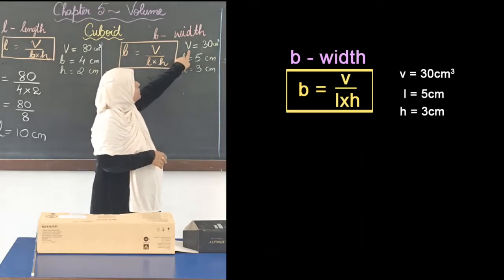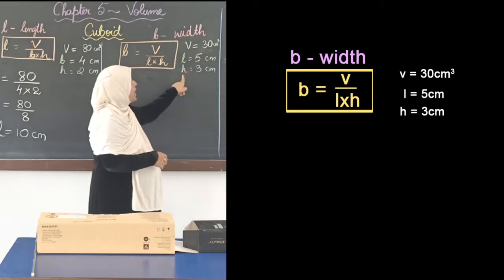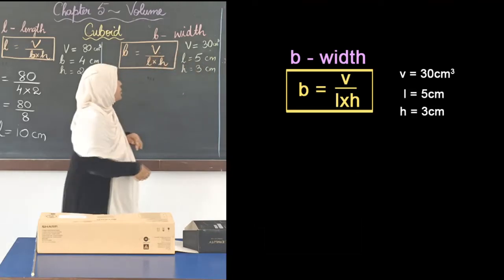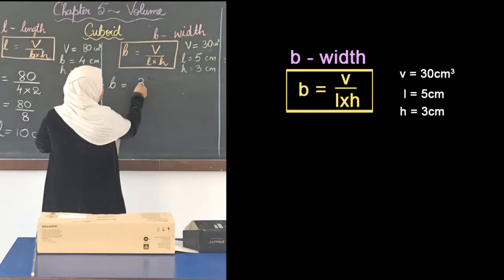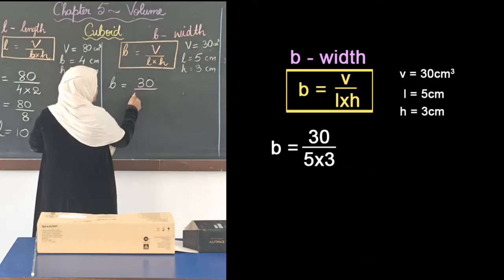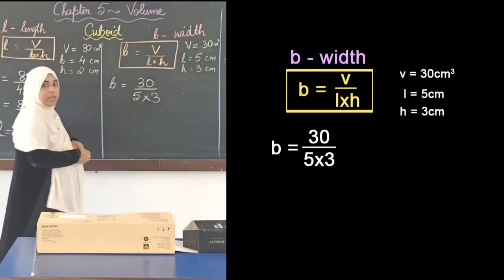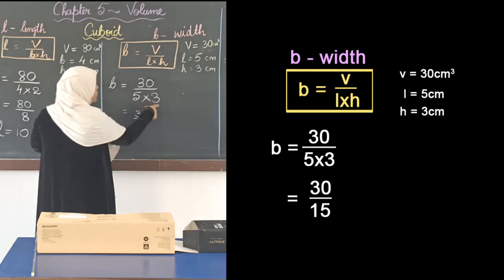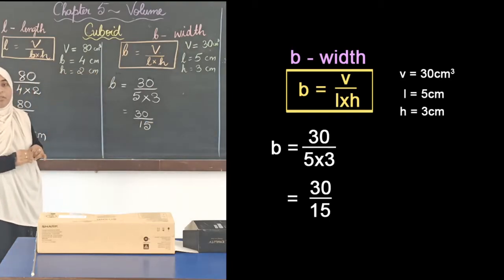Now I have an example here where volume is equal to 30 centimeter cube, length is 5 centimeters and height is 3 centimeters. We will use these values to calculate the width. So B is equal to V, which is 30, upon L, which is 5, into height, which is 3 centimeters. Now let us do the calculation. This will be 30 upon 5 into 3 is 15. So 30 divided by 15. When we divide 30 with 15, we will get 2 as the answer.